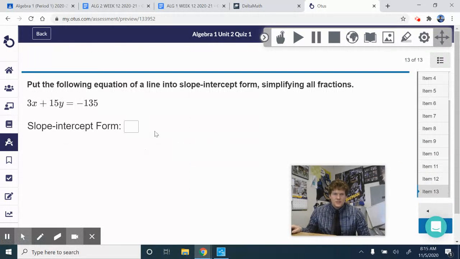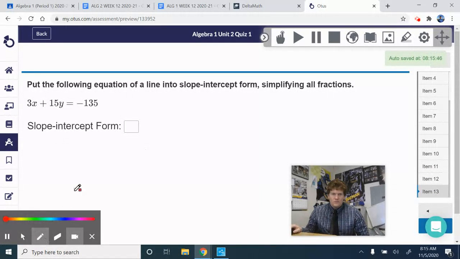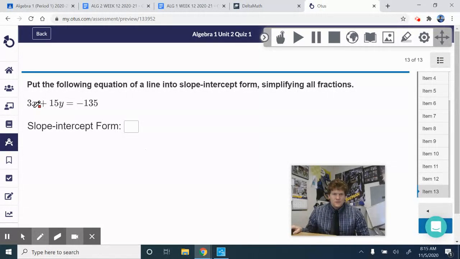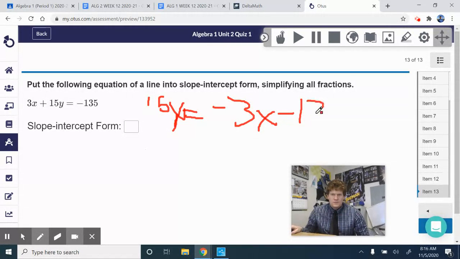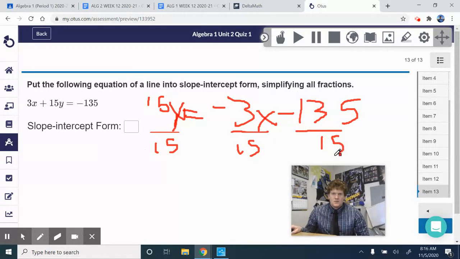Number 13, our last one, we have to convert this to slope-intercept form, meaning we need that y value all alone. It's a positive 3x over here, so I'm going to subtract it. I get 15y equals negative 3x minus 135. And then I divide everything by that 15. To get my final answer.